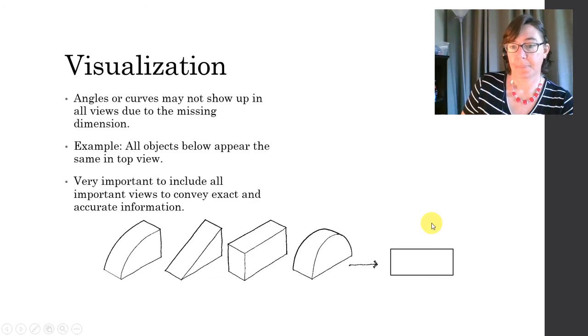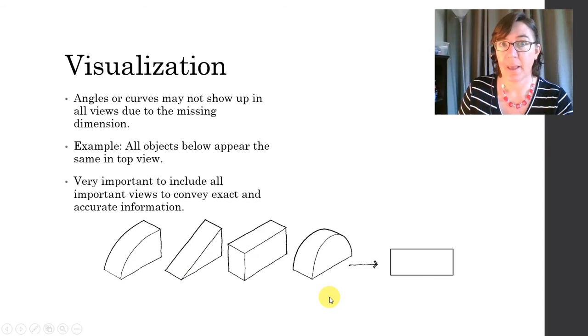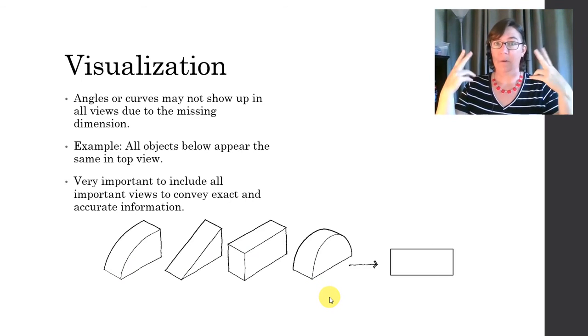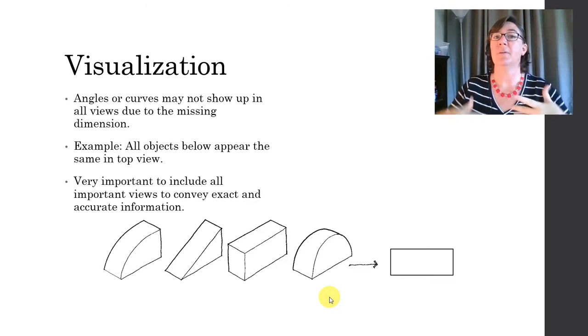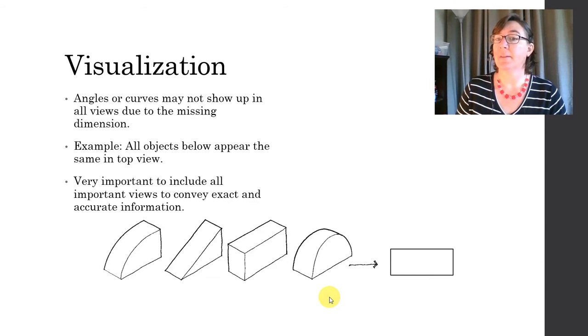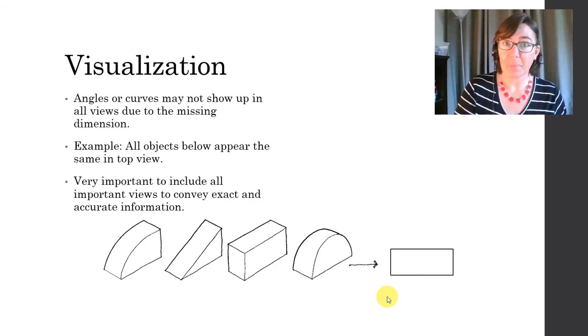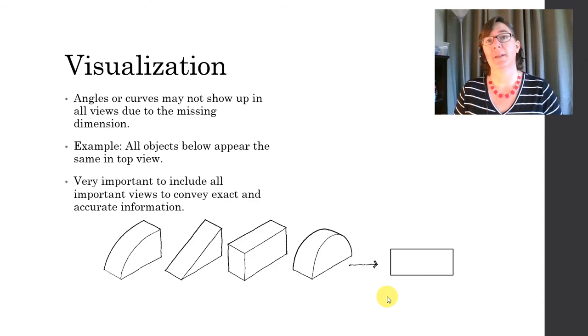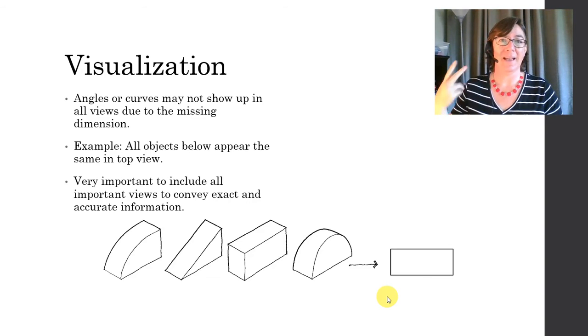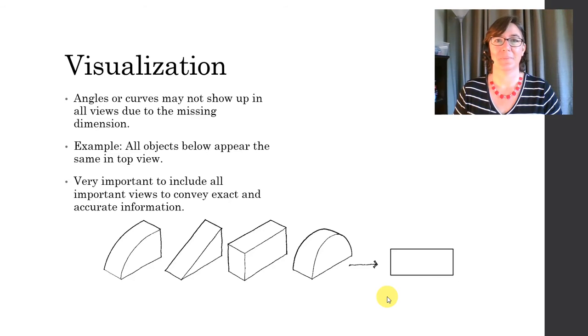For example, here are 4 different three-dimensional objects. And if you, in your mind's eye, take a top view of every one of these objects, it's going to look the same. It's going to look like this rectangle right here. So as you're drawing your multi-view drawings, it's important to include all the relevant views.